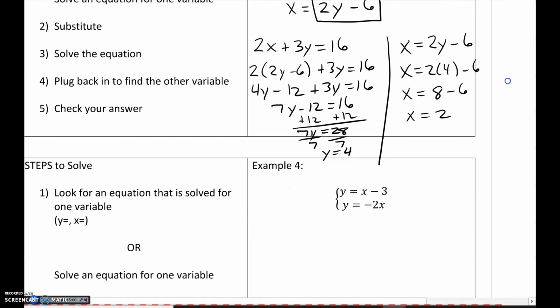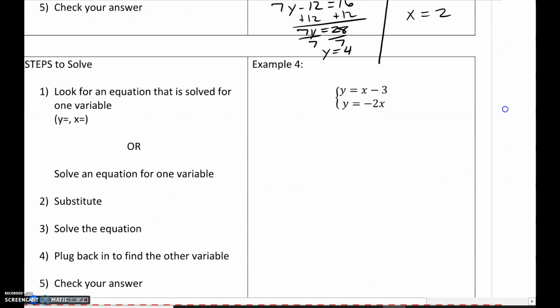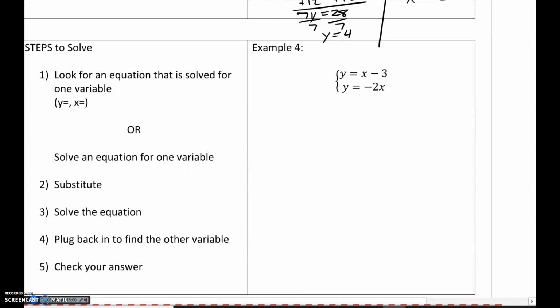All right, one last example. Here we have equations, and they're actually both solved for y, because we have y equals negative 2x, and y equals x minus 3. For this one, you could do graphing if you wanted to graph these lines, but you could also use substitution. And all we're really doing is just setting the two equations equal to each other. If they both equal y, then they have to equal each other. So that means that x minus 3 equals negative 2x.